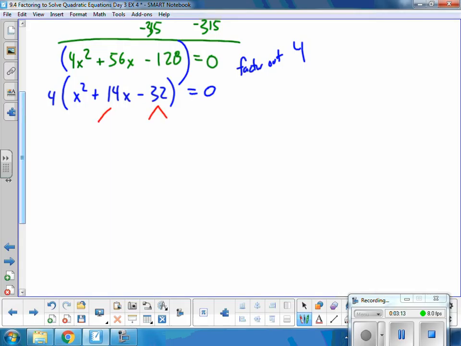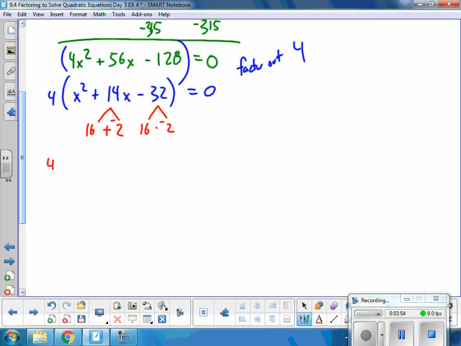I can look at these 2 pieces here, and I'm going to see what times what gets me 32, that when I add them together, I get the 14. I'm looking at my A term and my C term. I don't see any perfect squares here. Both of them aren't prime, so I'm pretty much just going to have to try something. What times what's going to get me to 32? I found that 16 and 2 get me to 32, but one of them needs to be negative. I see that my 2 should be negative. 16 times negative 2 will get me to my negative 32. 16 plus negative 2 will get me to my 14.